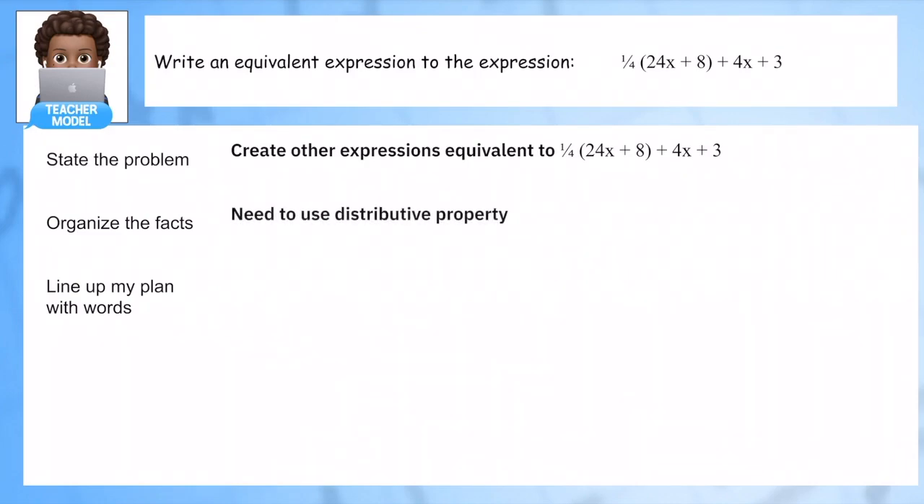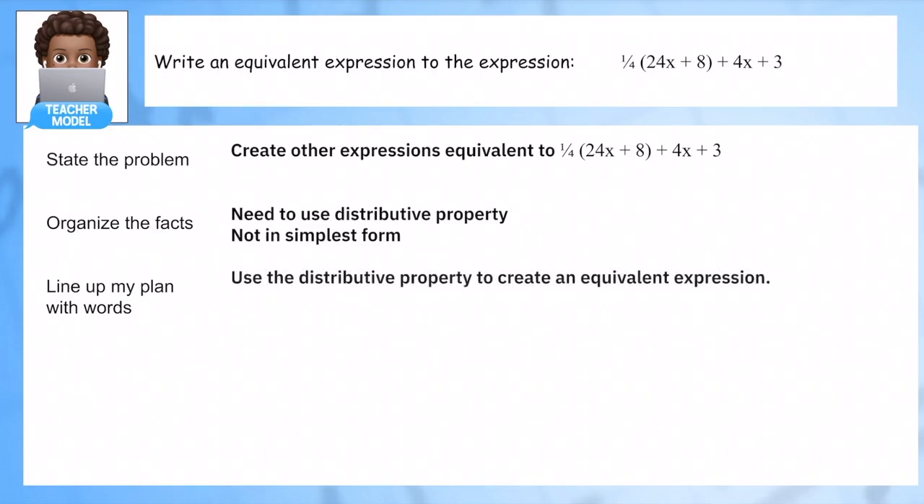Well, off the bat, you can see that we're going to need the distributive property in order to solve this. And you can definitely see that this is not written in simplest form. So here's my plan. One, I'm going to use my distributive property to create an equivalent expression. That's going to be the first one. Then I'm going to combine like terms to create a second equivalent expression.